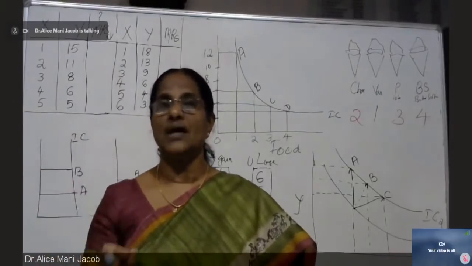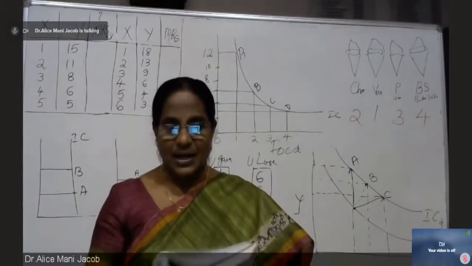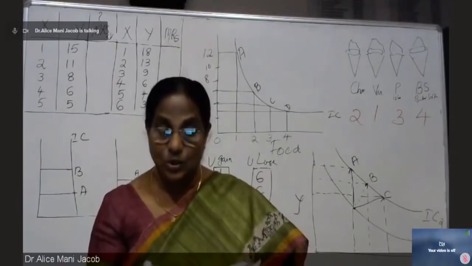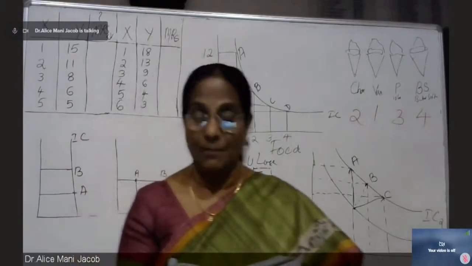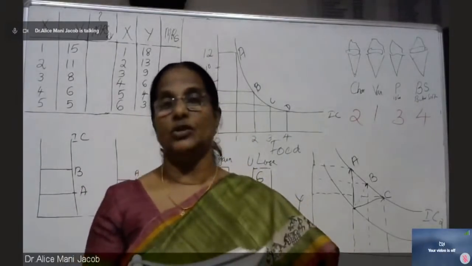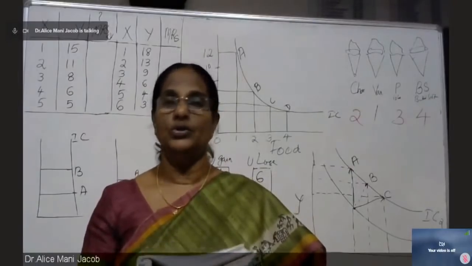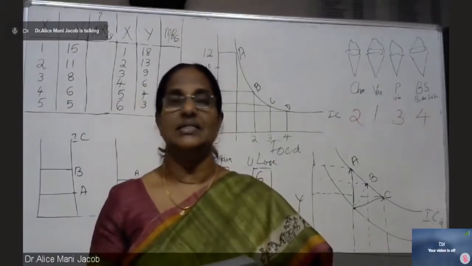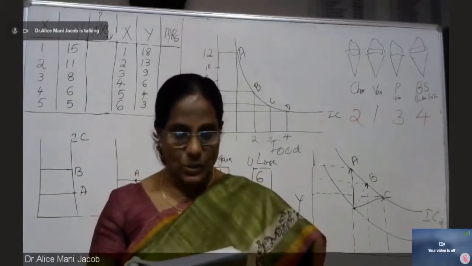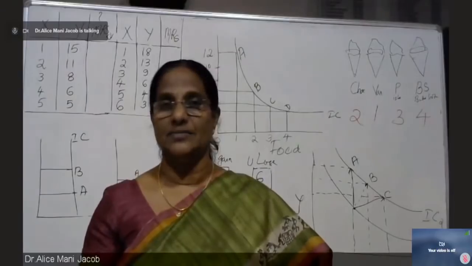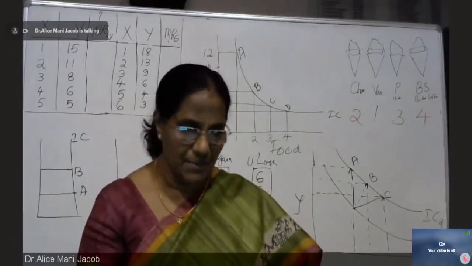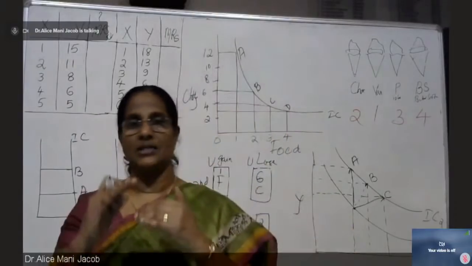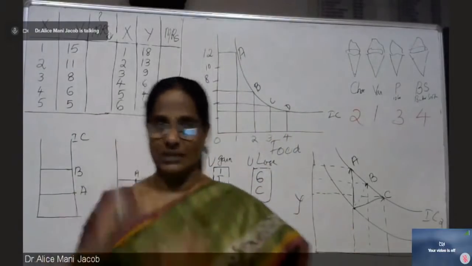And so what is marginal rate of substitution? It is 6. What you give up for the second is 6 units. Next what you gave up is only 2. Next what you gave up is only 1. What do you find? Marginal rate of substitution is diminishing. So that is one property. Marginal rate of substitution is diminishing. So in theory we say diminishing marginal rate of substitution.